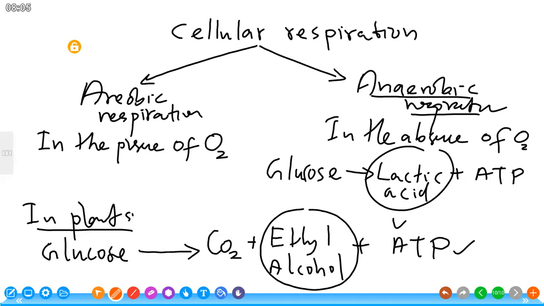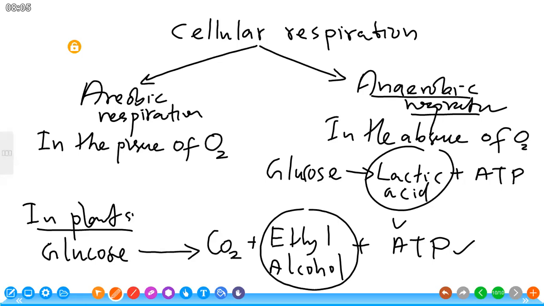Again, in aerobic respiration, carbon dioxide, water vapor, and ATP are produced. Nothing else, excluding heat.